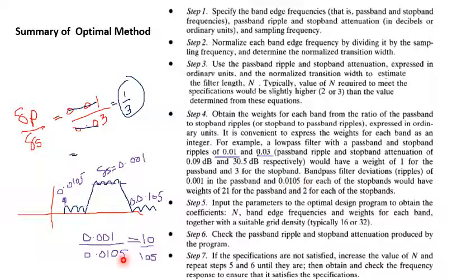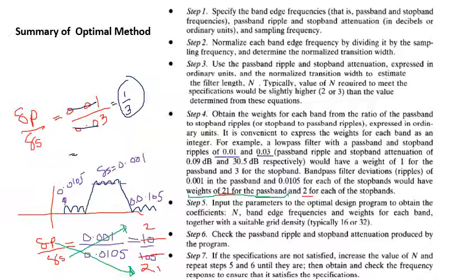So in this case, in the ratio, we can write it like this. If we simplify, it will be something like 0.001 divided by 0.0105. So that's basically 10 over 105. If we simplify it, that's 2 over 21. So that means we would have weights of 21 for the pass band and 2 for the stop band, so for each of the stop bands we would have weights of 21 for the pass band.